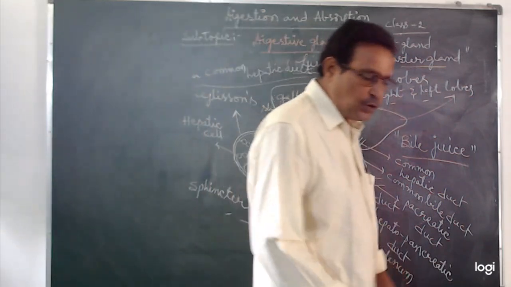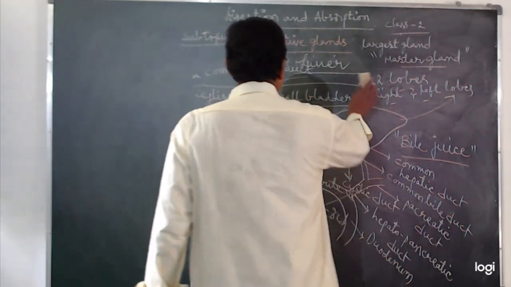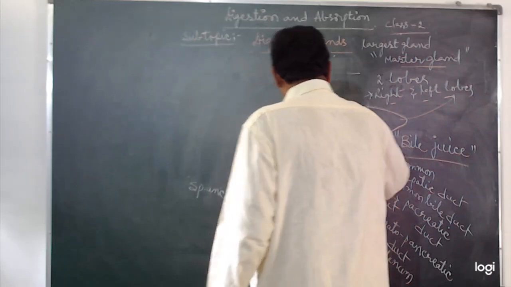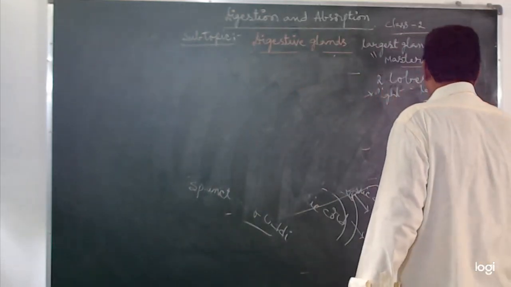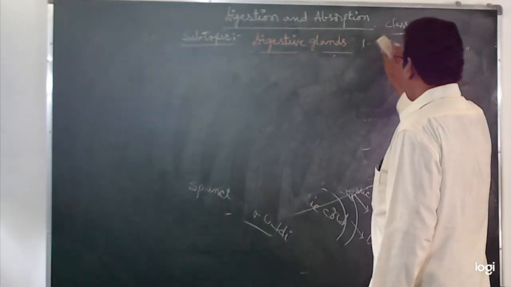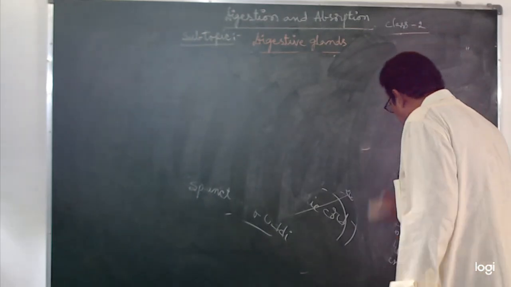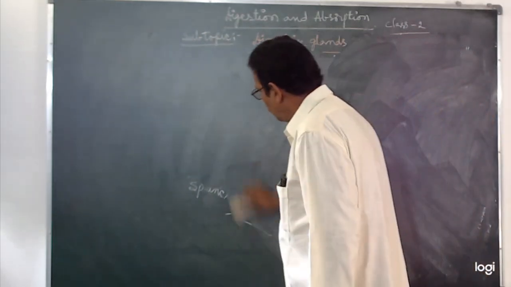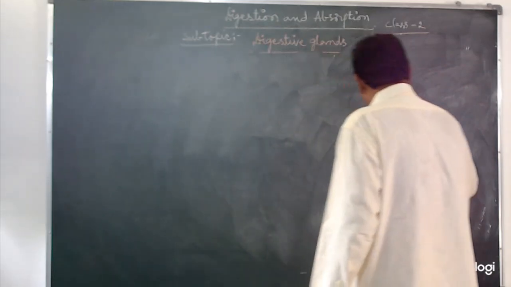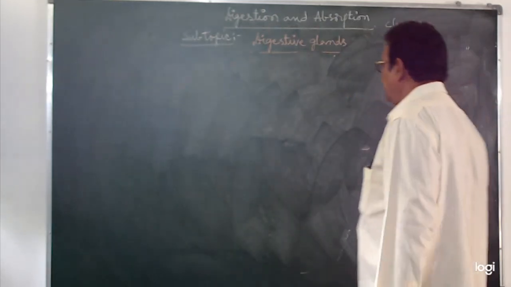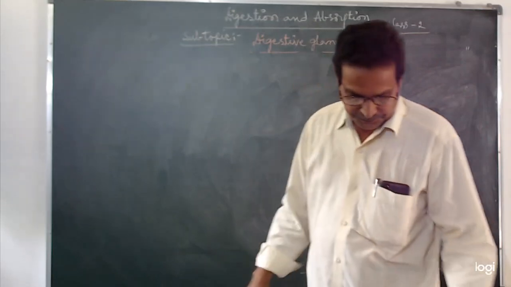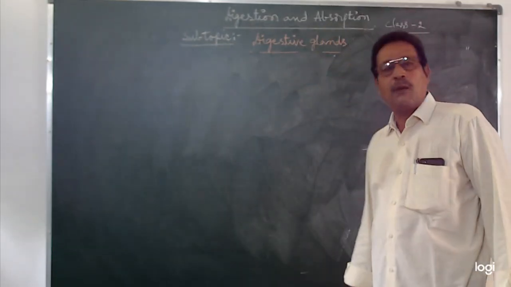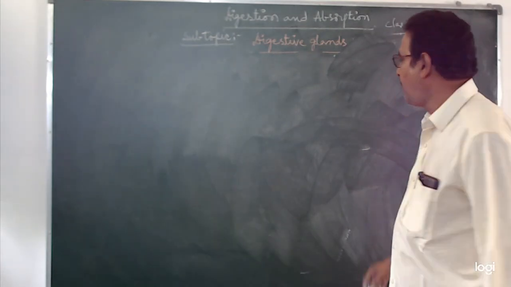And what about bile? We are discussing the largest gland, the vital gland, an important gland, the master gland of the human body, liver. It has so many functions other than digestion. It plays a vital role in so many metabolic biochemical processes. Bile.